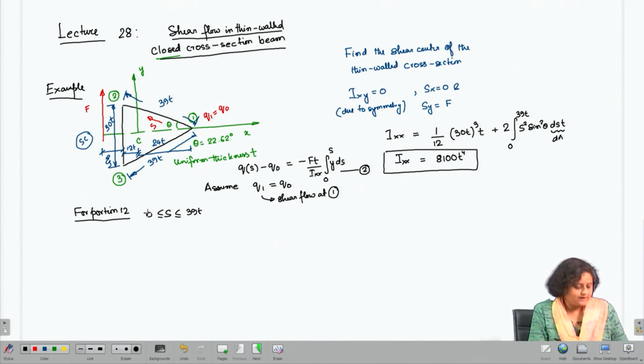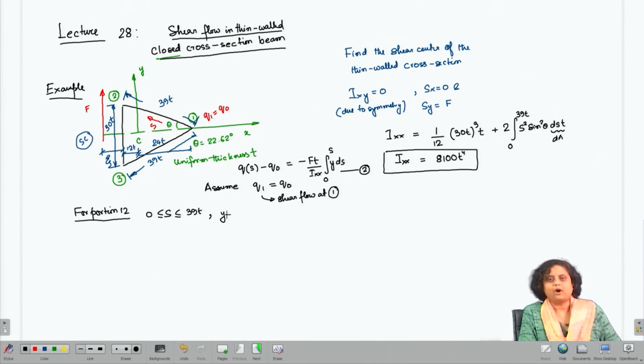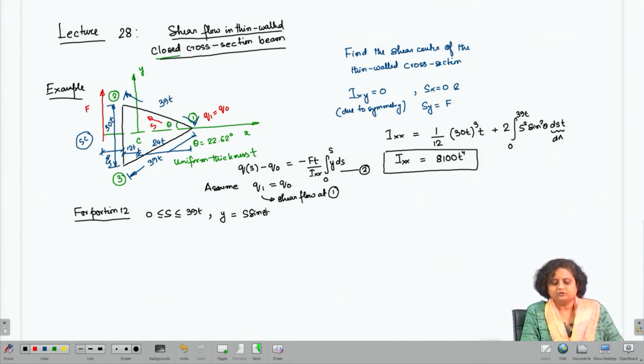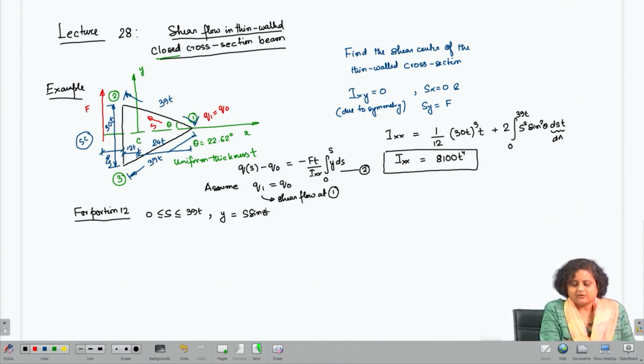And as we have given the direction of S, we will need to express y in terms of S. So, y can actually be written as S sin theta. So, when S is equal to 0, y is equal to 0, and when S is 39t, y is equal to 15t.